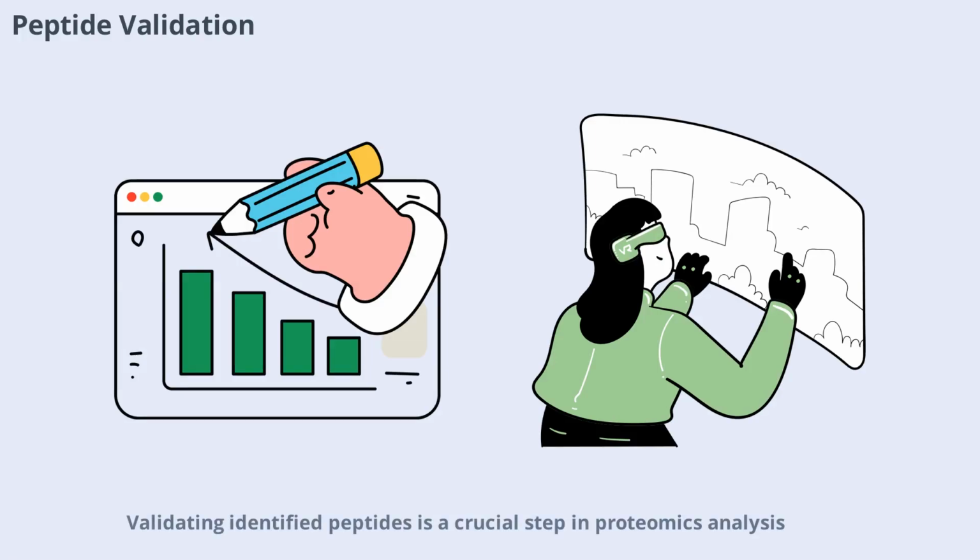Validating identified peptides is a crucial step in proteomics analysis. This process involves confirming that the detected peptides are truly present in the sample, and not artifacts of the analysis. Researchers use criteria such as spectral quality, retention time, and reproducibility to validate peptides. High-confidence peptide validation increases the reliability of protein identification and ensures that downstream analyses are based on accurate data.